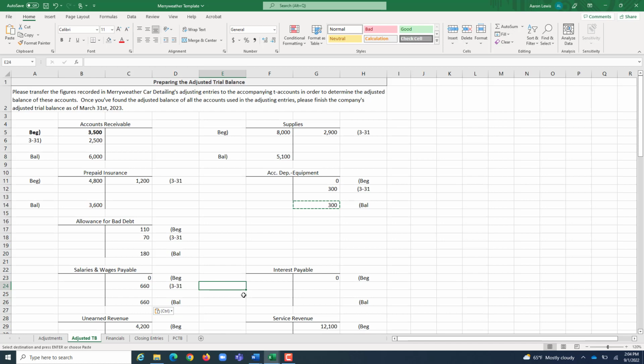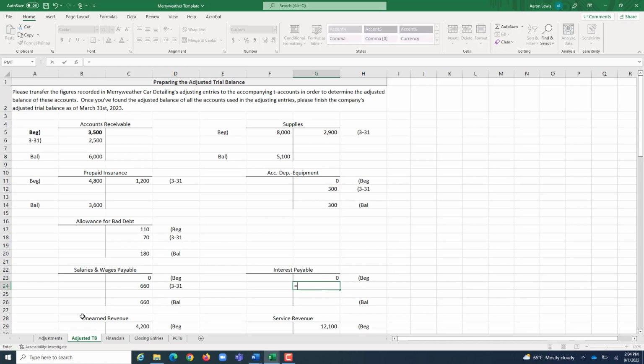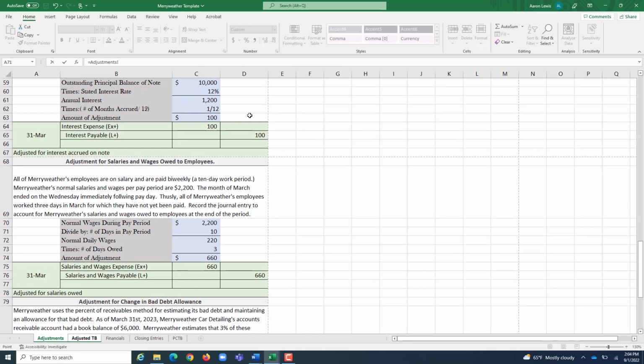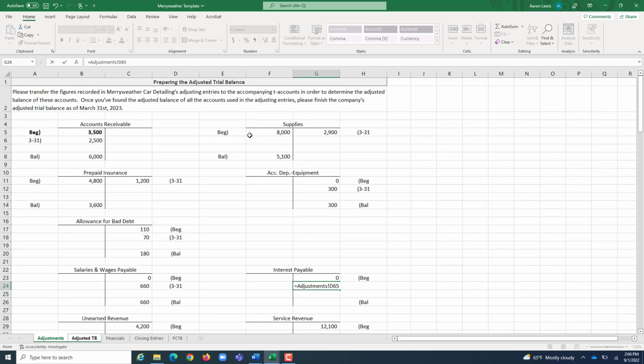For interest payable, we made an adjustment to recognize the fact that we now owe interest that accumulated on our outstanding note to our lender. We credited interest payable in that adjustment. How much did we credit it for? Right here, we credited it for $100. Let me transfer that $100 credit from my journal entry over to my T account.